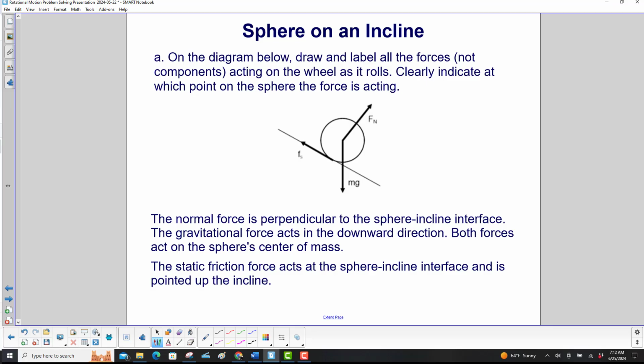Part A. The normal force is perpendicular to the sphere-incline interface, right over here. The gravitational force acts in the downward direction, as always. Both forces act on the sphere's center of mass. The static friction force acts at the sphere-incline interface and is pointed up the incline. So that's over here. Do not draw that at the center of mass. It's where the sphere makes contact with the incline.